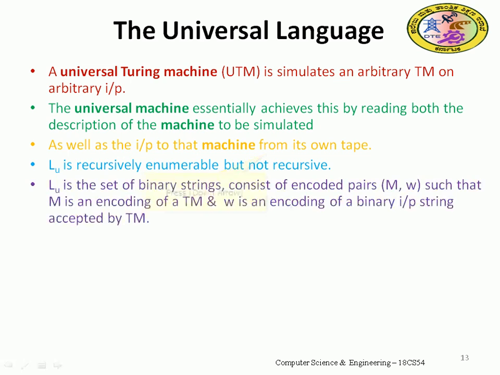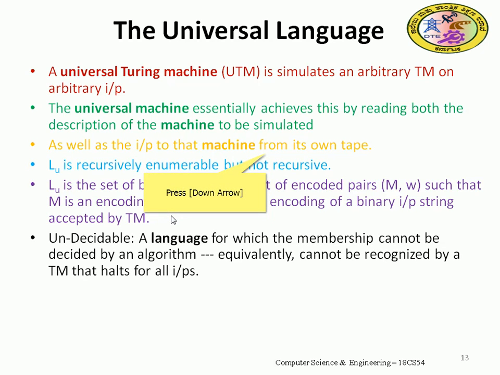Enumerable but not recursive. LU is a set of binary strings, that is, the universal language, consisting of encoded pairs <M, W> such that M is a machine encoding of the Turing machine and W is the encoding of the binary input string accepted by the Turing machine.